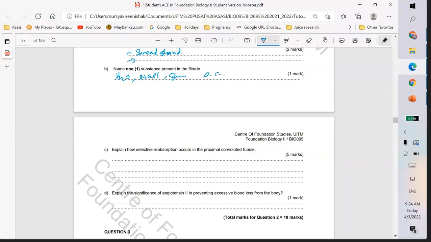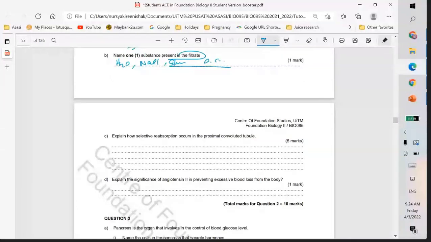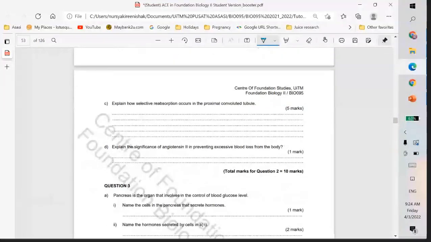Okay. Tapi kalau dia cakap filtrate at specific place, macam contohnya in the loop of Henle, awak tak boleh dah jawab glucose, amino acid dah. Kan sebab apa? Dekat proximal tubule akan berlaku reabsorption of all those substance. Kan? So reabsorption of glucose, amino acid will occur in the proximal tubule. Proximal tubule sebelum loop of Henle. Okay. So C.